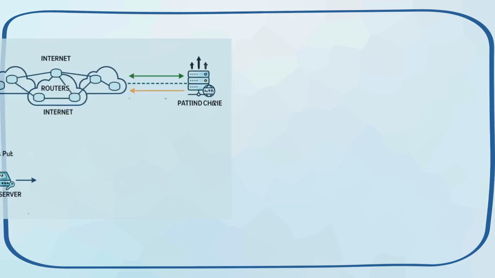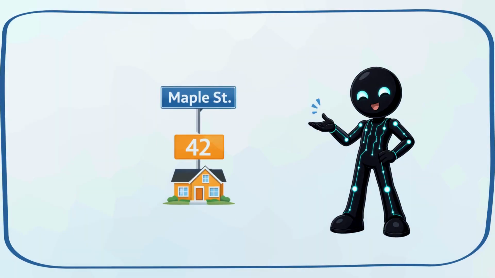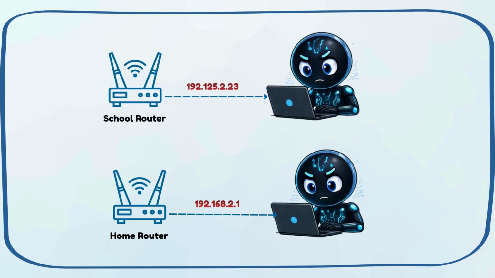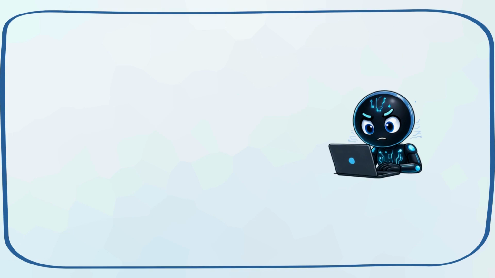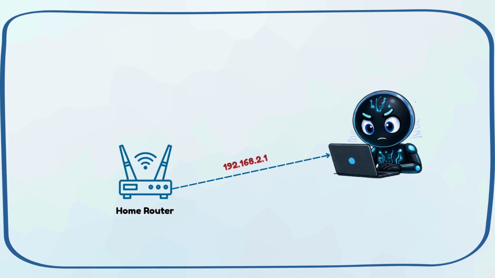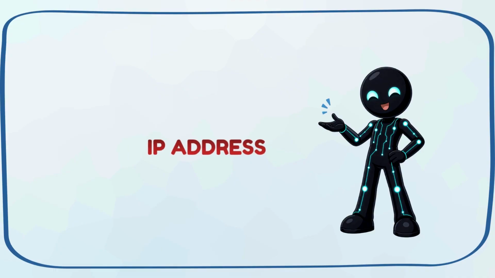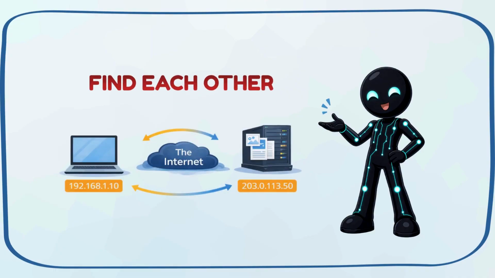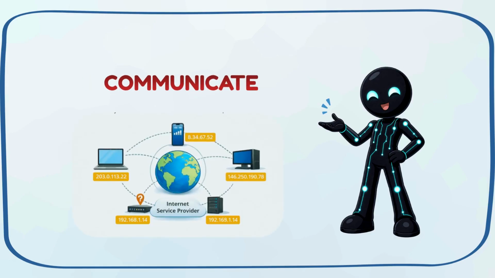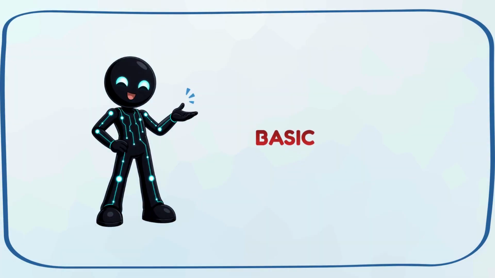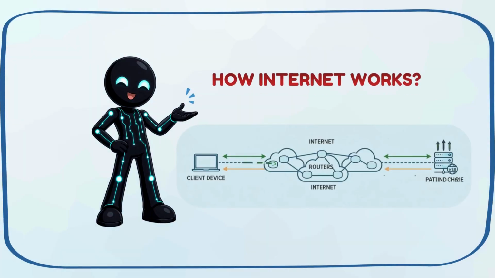Also, unlike a physical home address, your IP address is not always permanent. It can change depending on where you are connected. For example, if you switch from your home Wi-Fi to a coffee shop network, your device will receive a different IP address. So in simple terms, an IP address is what allows devices to find each other, communicate, and exchange information across the internet. It is one of the most basic and important building blocks of how the internet works.